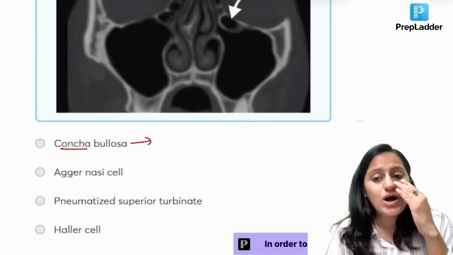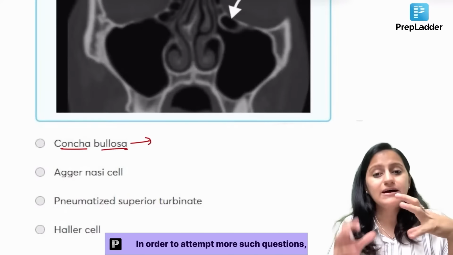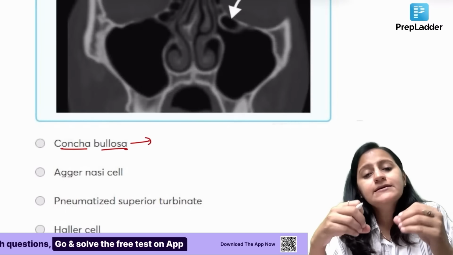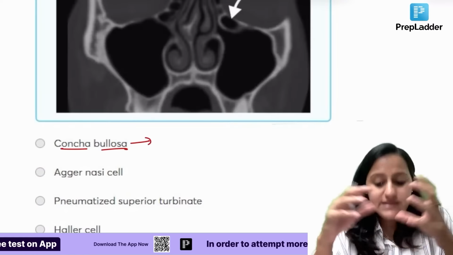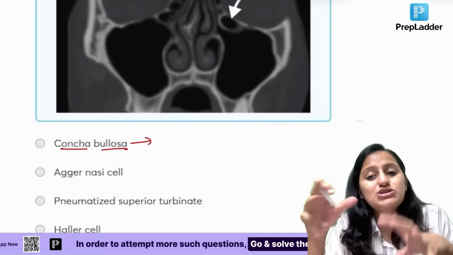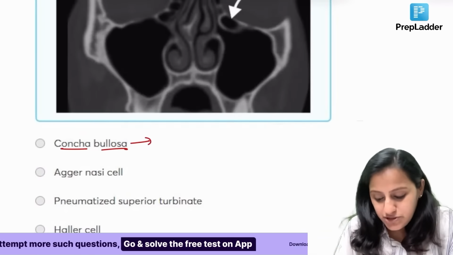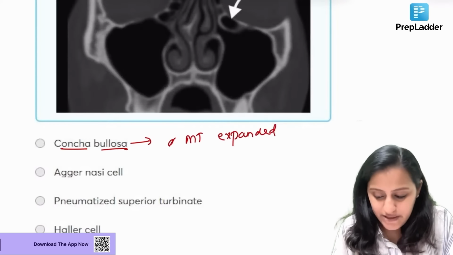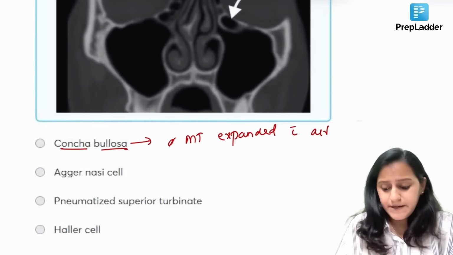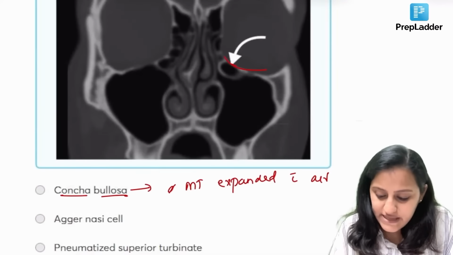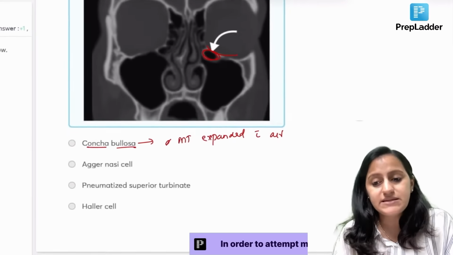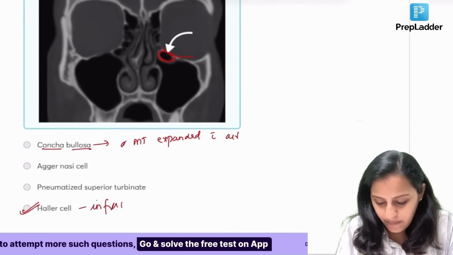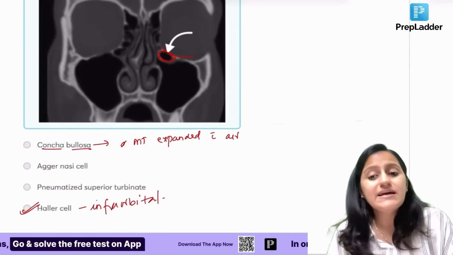See, concha means the turbinate. Bullosa means, like in the lung also you have bulla, something which is expanded. So concha which is expanded, middle turbinate which is expanded with air, that is going to be concha bullosa. So concha bullosa is middle turbinate expanded with air. This one is the infraorbital air cell that you see there. So this is going to be the Haller cell. Haller cell is the infraorbital air cell.